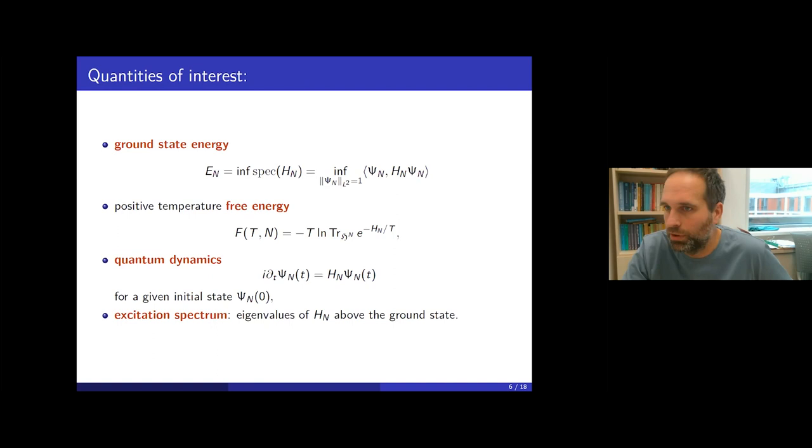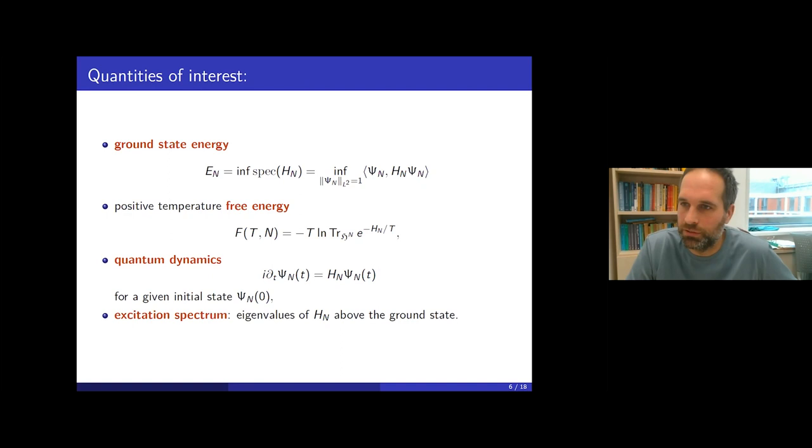Then a typical question that we ask is whether there is an effective description of the quantum dynamics. You have a many-body state, a given initial state which exhibits Bose-Einstein condensation, and then you evolve it with the full interacting many-body Schrödinger Hamiltonian, and you ask whether there's an effective description of the time-evolved many-body wave function. And of course, there is also the excitation spectrum, so you want to investigate the eigenvalues above the ground state. This is related to Bogoliubov's theory.